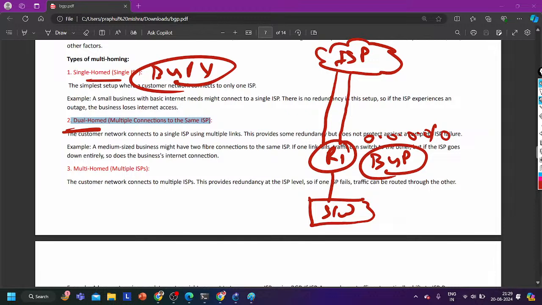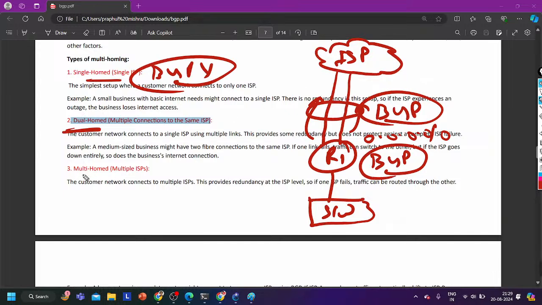Here R1 will use one default route only. Either it can use the default route via this link or via this link. R1 cannot use both links. So if you want to utilize both links, maybe you want to perform load balancing, you can use BGP protocol. Only BGP is the option in this scenario.